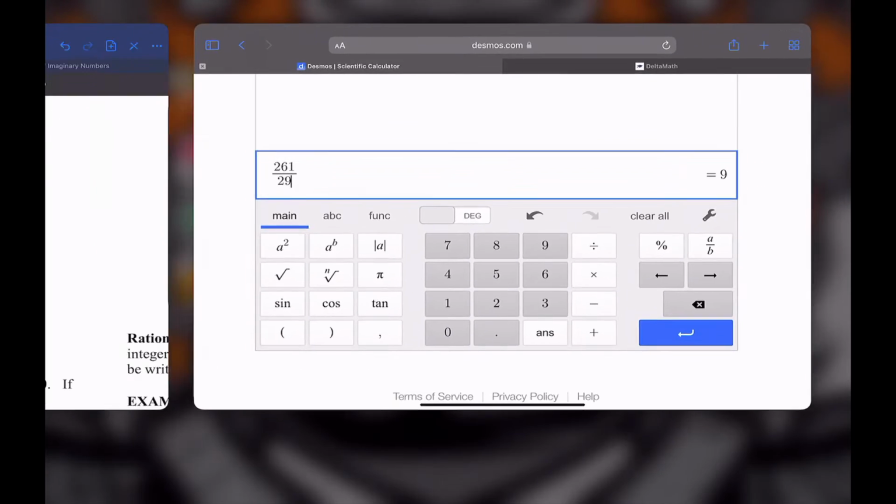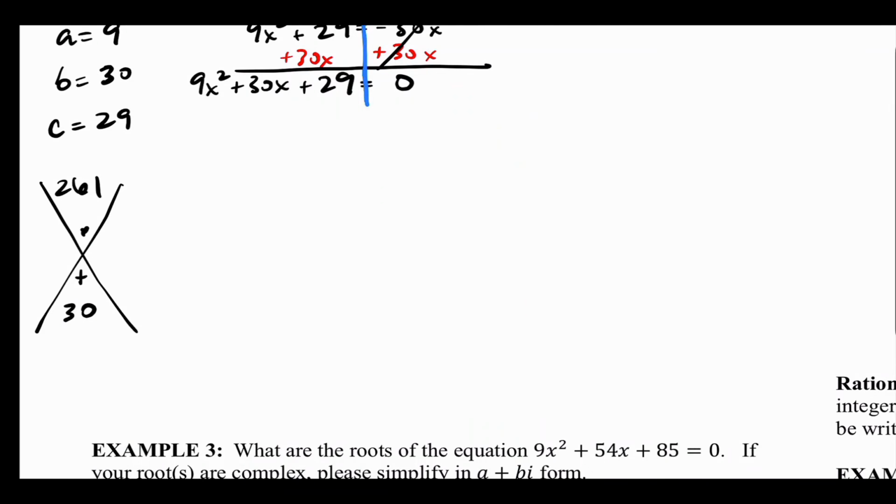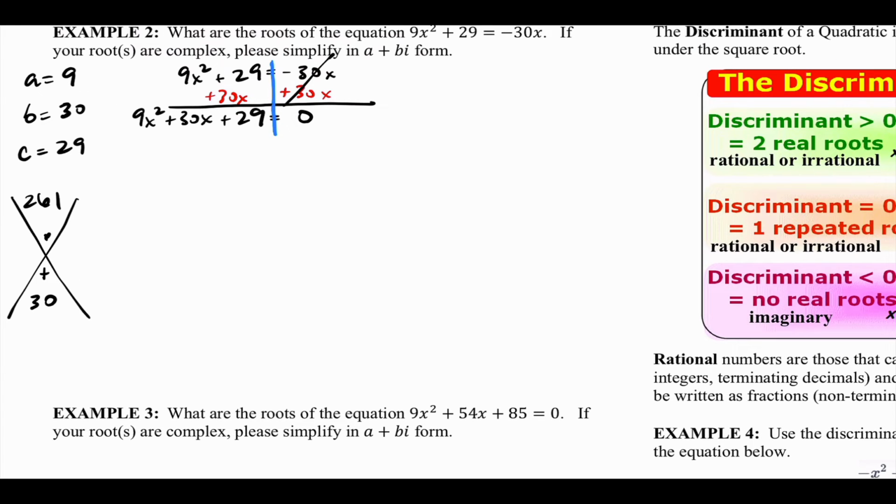87 times 3, 29 times 9, 261 times 1. They got to add up to be 30. None of them add up to be 30. 29 plus 9 is 38, but it's not 30. So it doesn't work. So if it doesn't work, our only option is the quadratic formula.